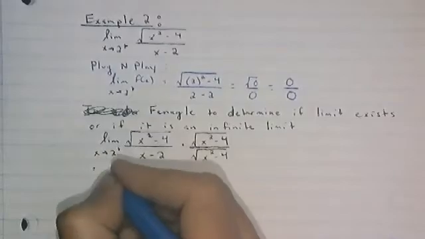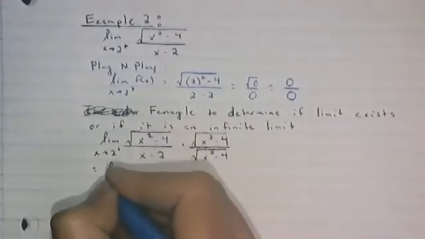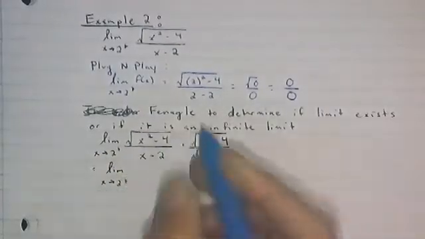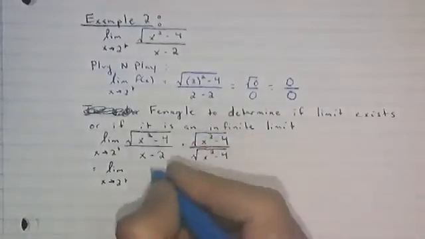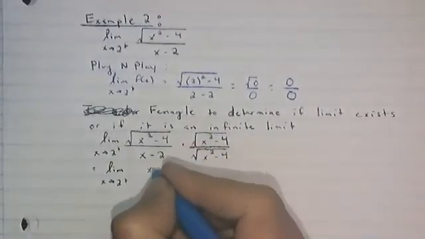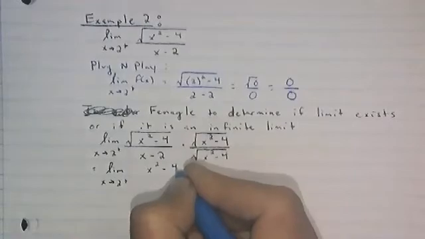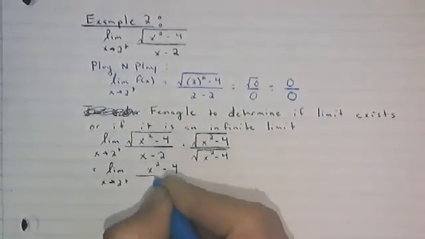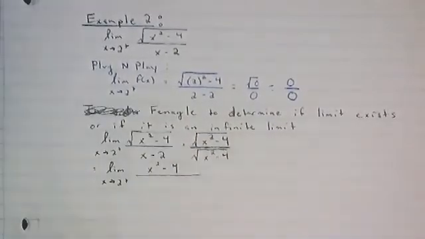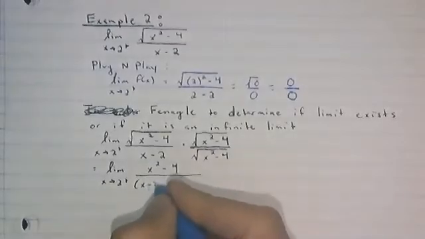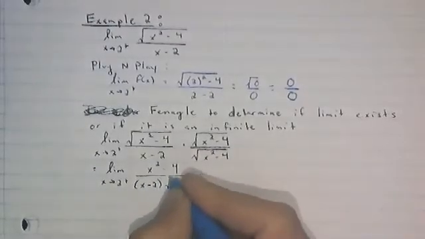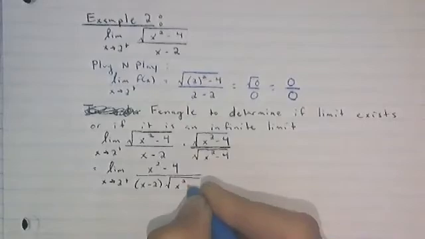And so this turns into the limit as x approaches positive 2. On the top, the square root of x squared minus 4 times the square root of x squared minus 4 looks a lot like x squared minus 4. On the bottom, because we're lazy and it would be scary to do it, and because it actually is the right thing to do, we're not going to try to multiply this out. We're going to keep this as x minus 2 times the square root of x squared minus 4.